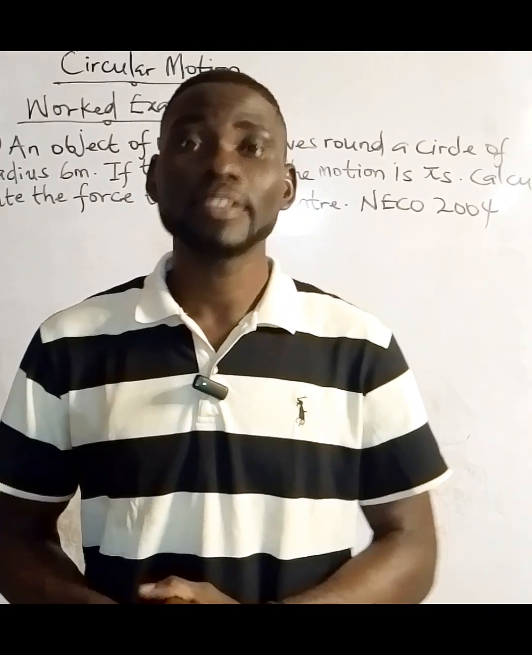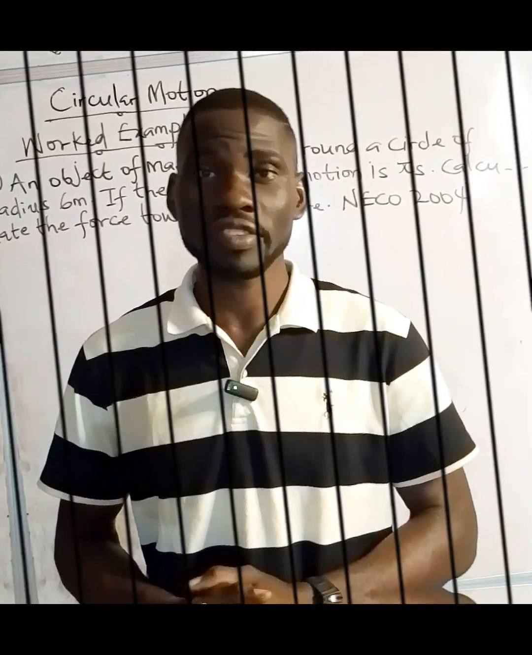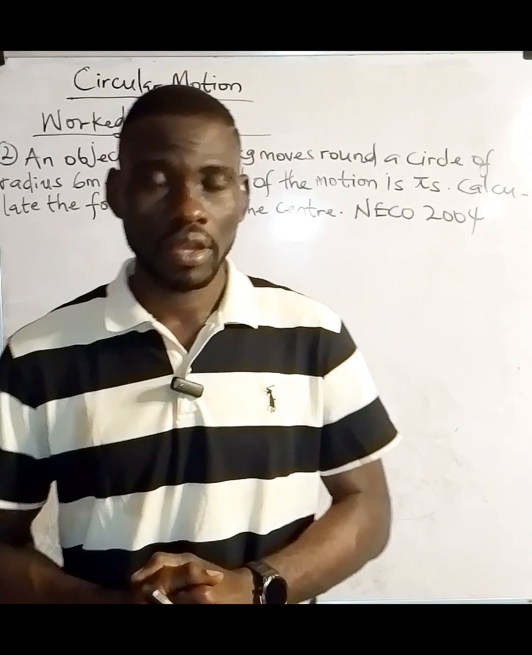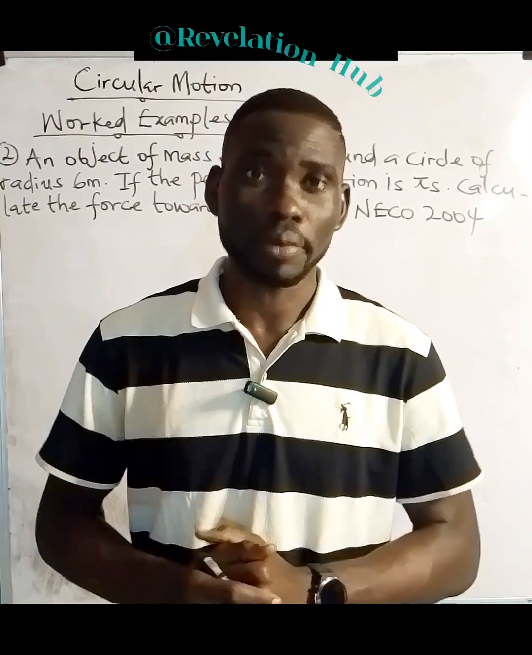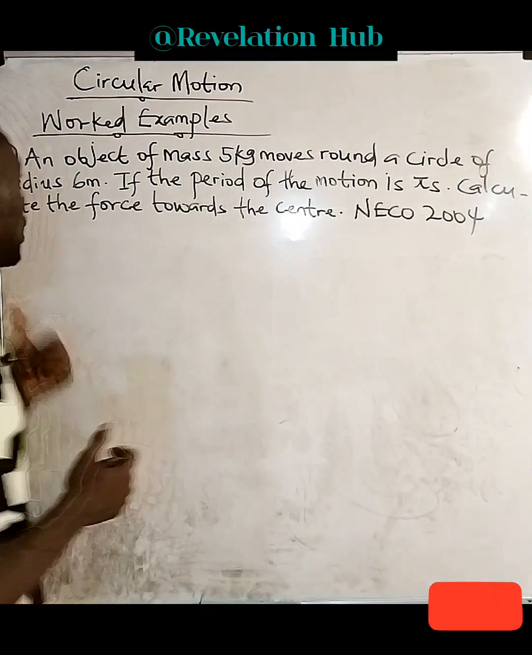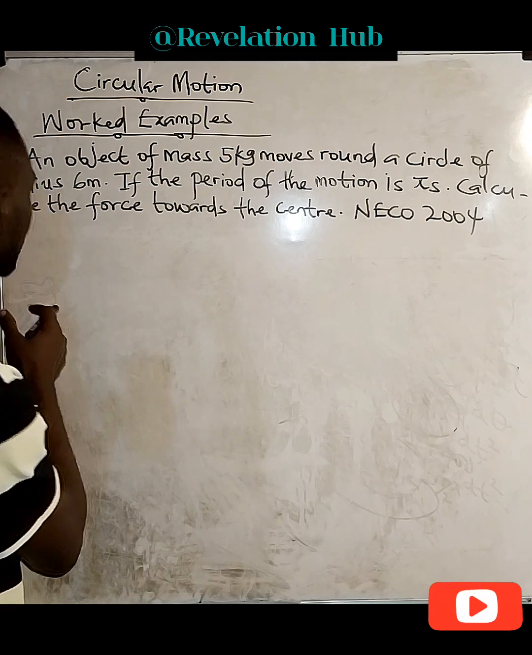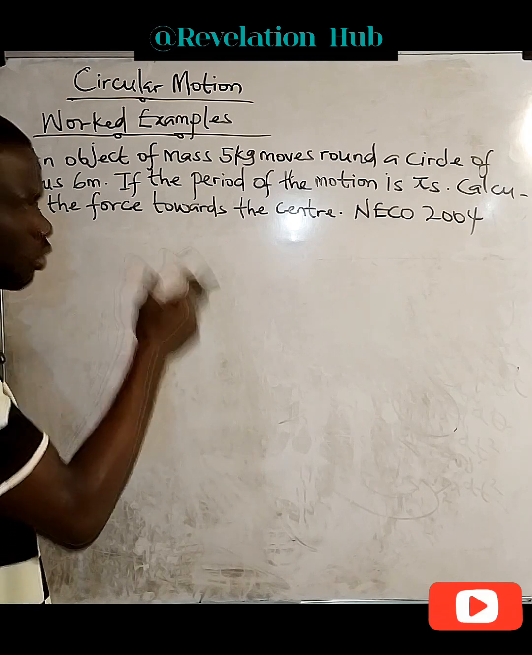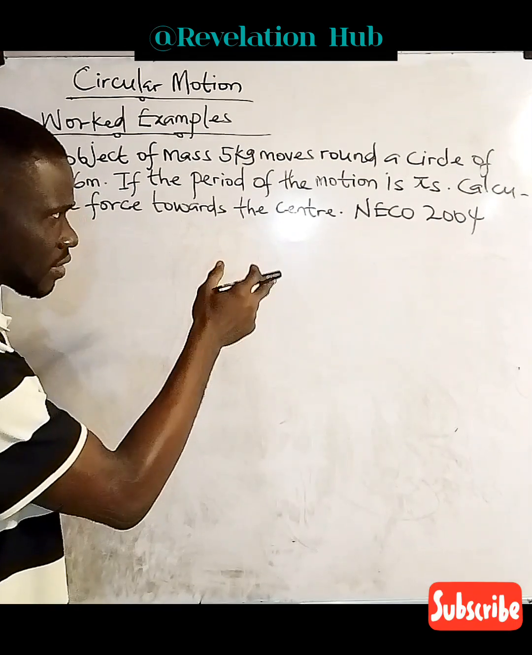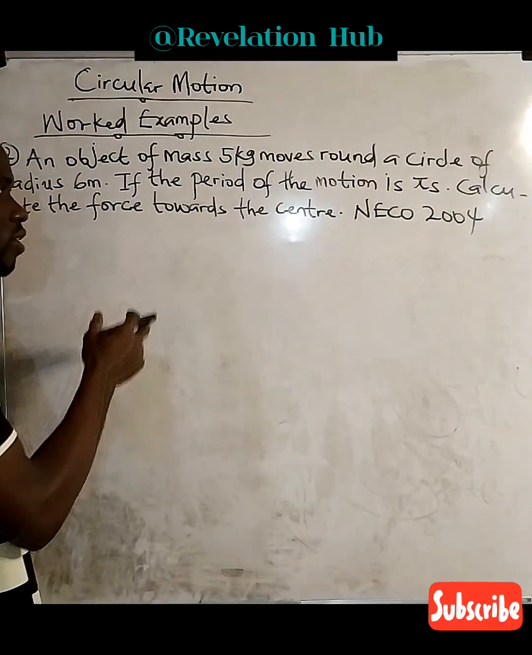Hi guys, in today's lesson, we're going to keep looking at worked examples on circular motion. So right here, we're looking at worked example 2. So what do we have? An object of mass 5 kg moves around a circle of radius 6 meters. If the period of the motion is pi seconds, calculate the force towards the center.